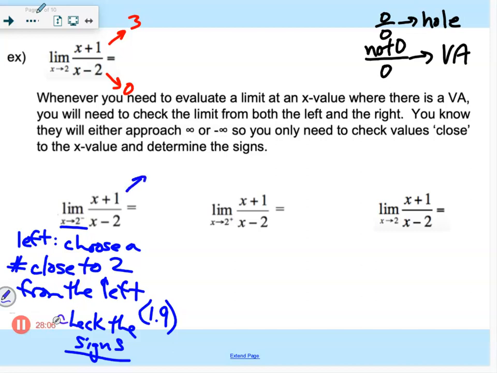So, moving up, Emma. If I plug 1.9 on top, do I get a positive or a negative? You get a positive, so I'm going to put a little plus sign. What about, Emma, if I plug a 1.9 on the bottom? You get a negative. Emma, what's a positive over a negative? You get a negative, right? This guy's going to negative infinity.